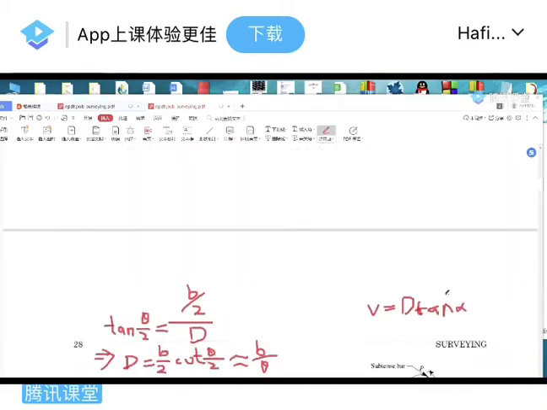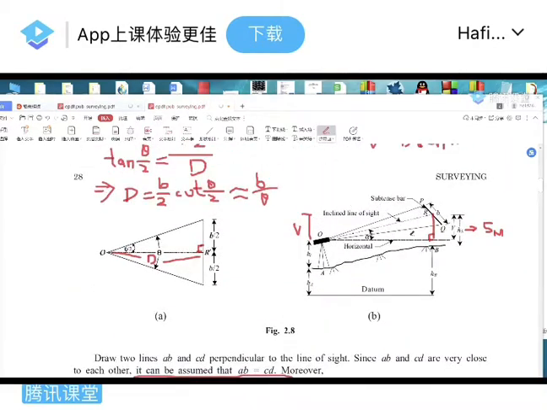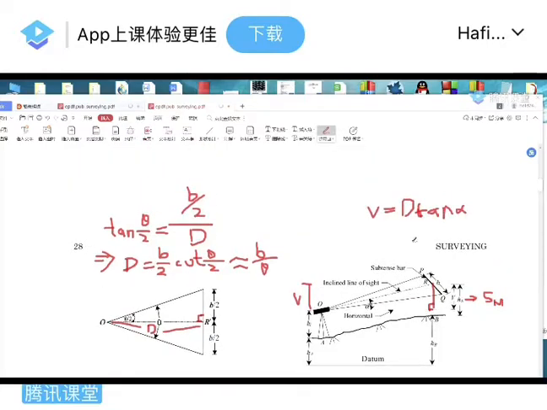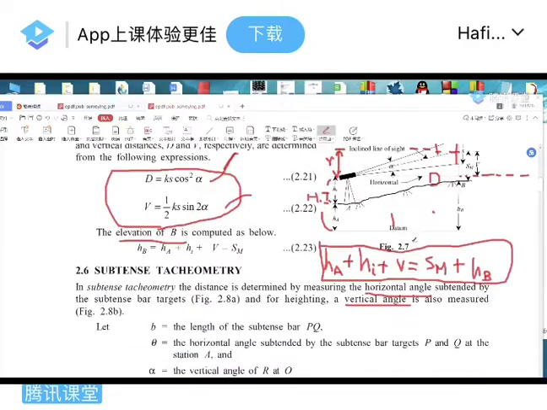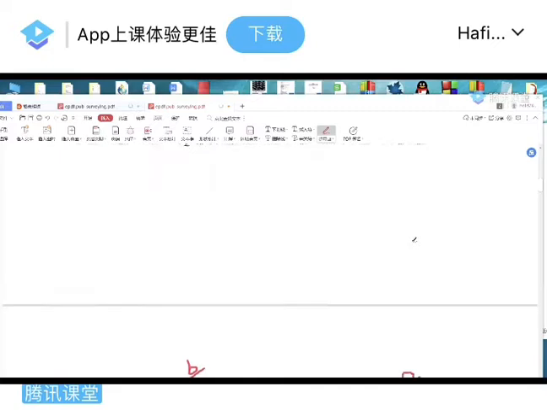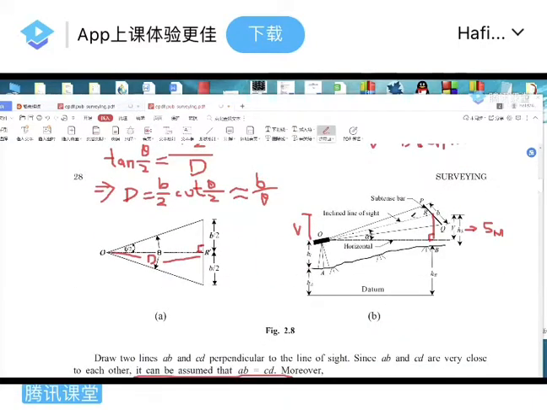Question 3. Suppose you have your subtense bar, and you also put your leveling staff, and the subtense bar being tilted like this way. And we already proved you use the same formula, but C, D, and E will be different. So change the name for the C, D, and E. The formula will be different as well. Okay, so again, find out D, and find out HB.